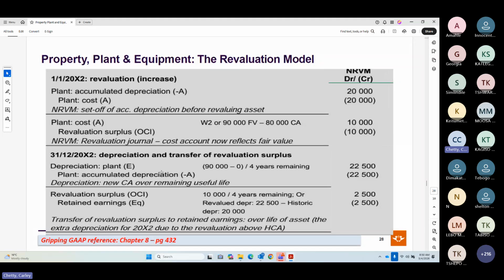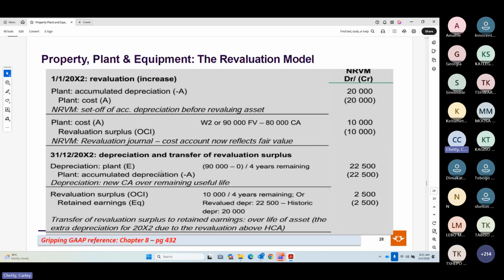So we are processing our revaluation journal. Once we process this journal, the cost of the plant is now going to reflect the fair value. Then once we have processed the revaluation, now we need to provide for depreciation for 20x2.